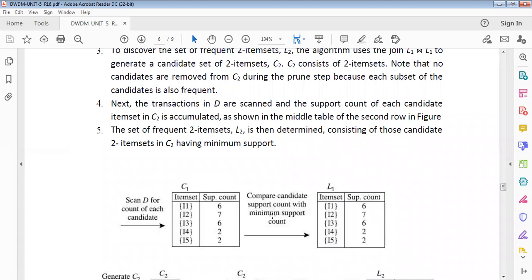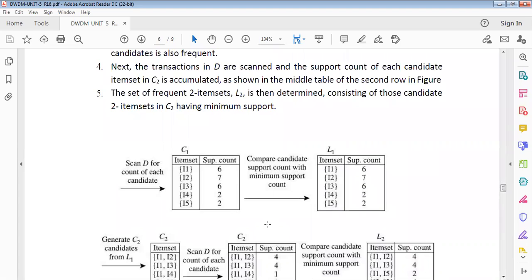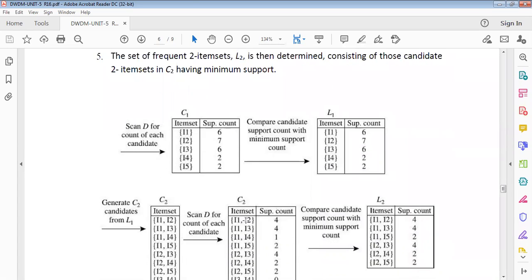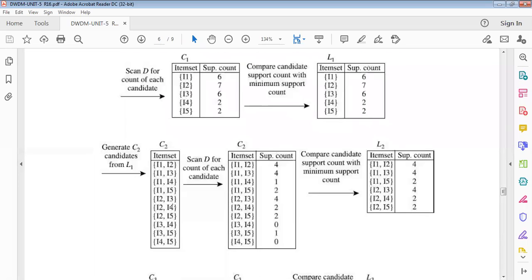Now you have to compare the support count with the minimum support count. The minimum support count is 2. So we have to eliminate the items below it, that is, I4 and I5 you have to eliminate. Now consider the support counts 6, 7, 6, 2, 2. Now we have to generate the C2 candidates from L1: I1 and I2, I1 and I3, I1 and I4. So now we have to generate the list of item sets.